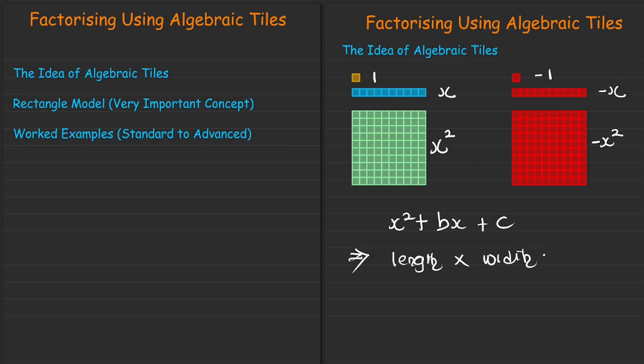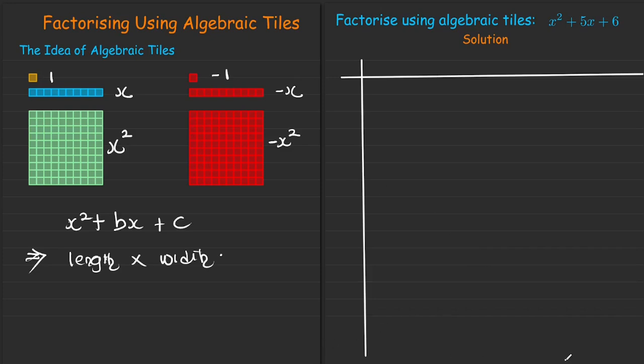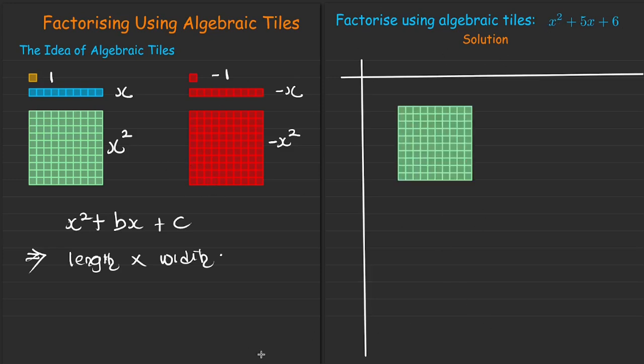So without much ado, let's pick some examples so we see how we use the tiles to solve for factorization. For our first question, we have to factorize using algebraic tiles x squared plus 5x plus 6. Now, how do we go about it? We have an x squared, and we know what figure represents the x squared. So this here is the figure that represents our x squared. I'm just coming to write it under it. This is my x squared.